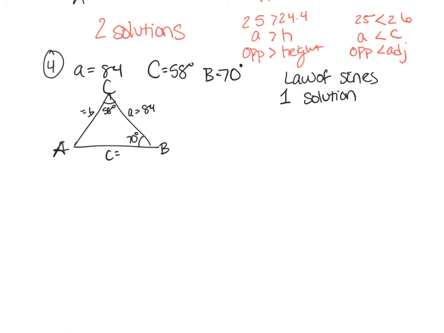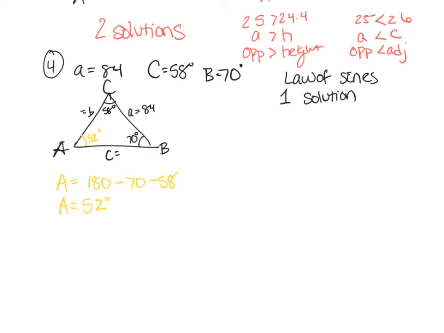But from here, now that it is a one solution, let us solve for the rest of the triangle. First thing that I see is that I already know two of my angles. So in order to find angle A, I can do 180 minus 70 minus 58, and it'll give me that angle A is 52 degrees. First part done. Awesome. Let's keep going.